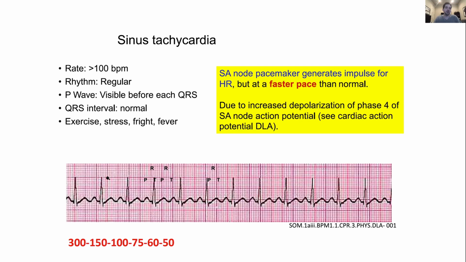So we went 300, 150, 100. It's between 100 and 150. So you know the patient's in tachycardia. It's a normal rhythm, right? But it's at an increased rate.